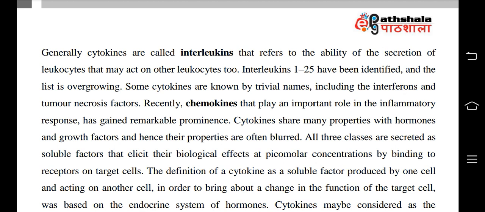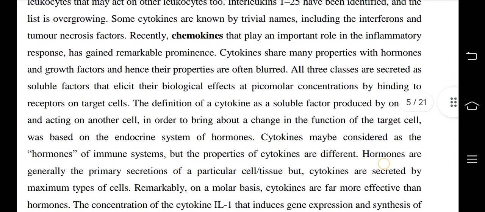Some cytokines are known by trivial names, including the interferons and tumor necrosis factors. Recently, chemokines that play an important role in the inflammatory response have gained remarkable prominence. So cytokines share many properties with hormones and growth factors, and hence their properties are often blurred. All three classes are secreted as soluble factors that elicit their biological effects at picomolar concentrations by binding to receptors on target cells.